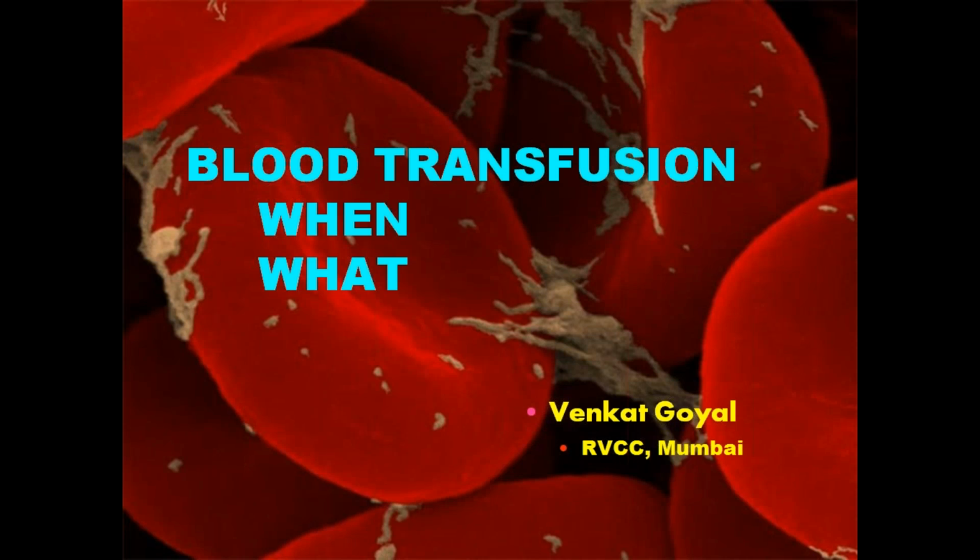This topic is a common topic, but it has a special reference in ECMO because blood is required sometimes in huge quantity. There have been times where more than 5 units of blood are required per day, and sometimes even more. So it carries a special importance in ECMO circuits. So blood transfusion, when and what?